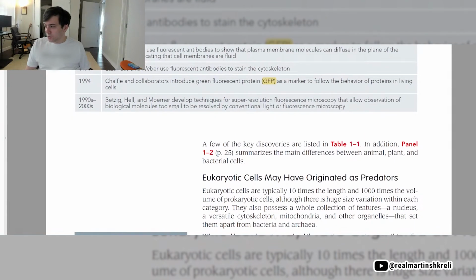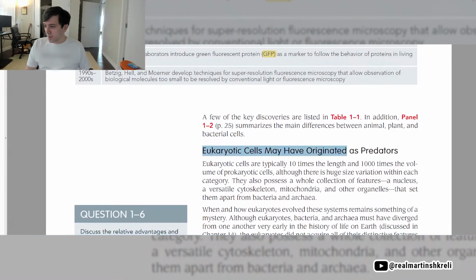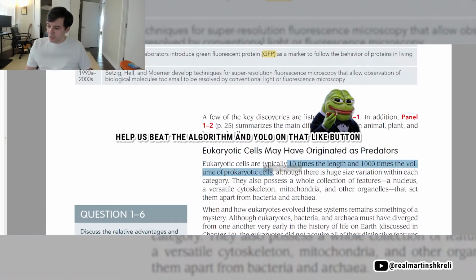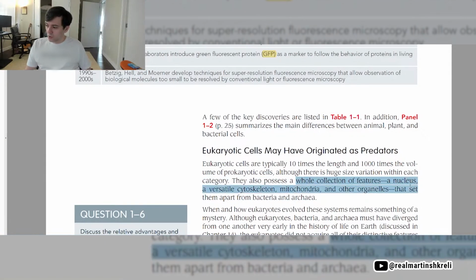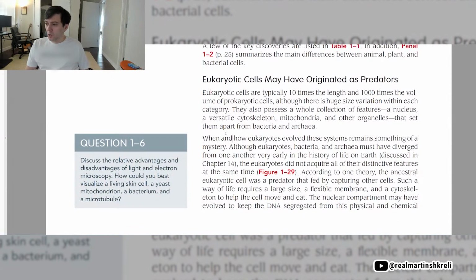Let's go on to eukaryotic cells. Many may have originated as predators. Eukaryotic cells are typically 10 times the length and 1,000 times the volume of prokaryotic cells, although there's a huge size variation. They also possess a whole collection of features: nucleus, cytoskeleton, mitochondria, organelles that set them apart from bacteria and archaea. When and how eukaryotes evolved these systems remains something of a mystery.